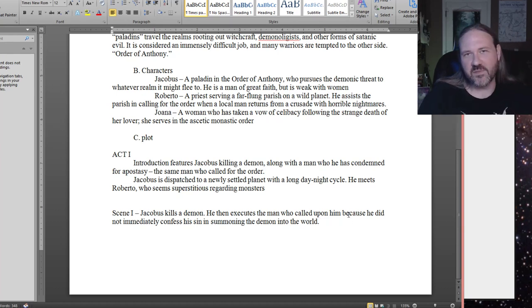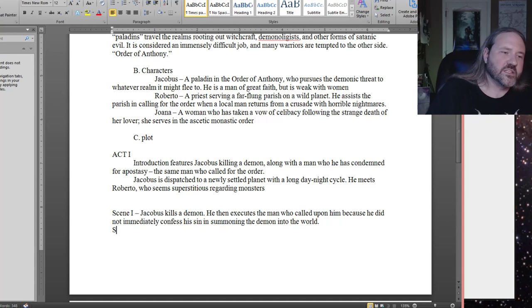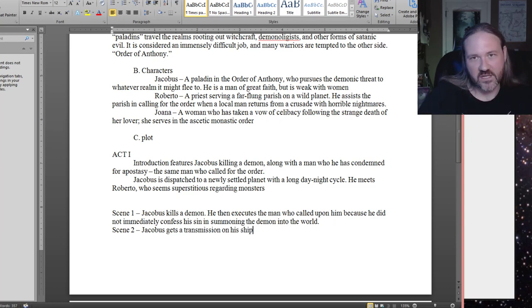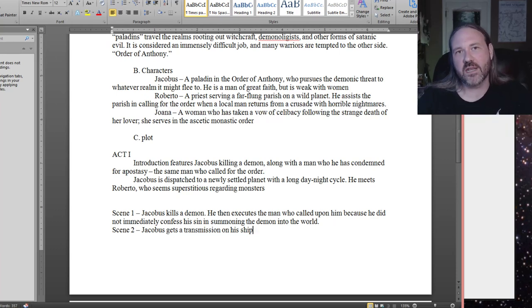So he judges him like an evil apostate and kills him. So that's the first scene. Scene two: Jacobus gets a mission on his ship, etc., etc. And you can go scene by scene and build it out that way.